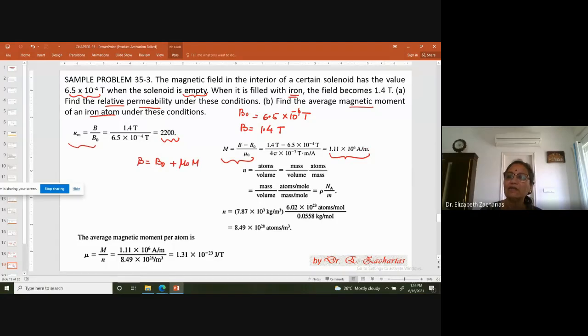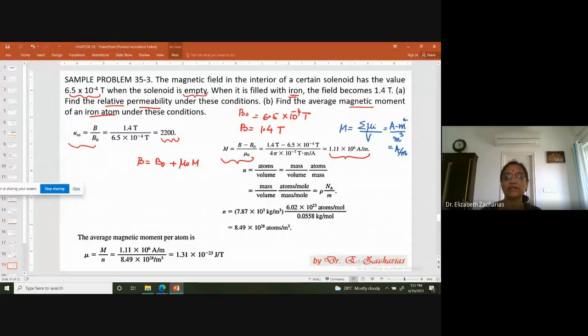Can someone tell me how this ampere per meter came? For magnetization, how did the unit ampere per meter come? Anyone? What is magnetization? Net dipole moment divided by volume. What is the unit of magnetic moment? It was ampere meter square. Divided by volume, meter cube. So you get ampere per meter. You don't have to mug up, it's just common sense. Okay, so magnetization will be 1.11 into 10 to the power of 6 ampere per meter.